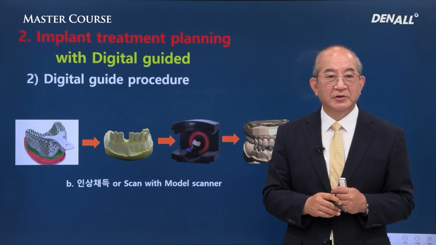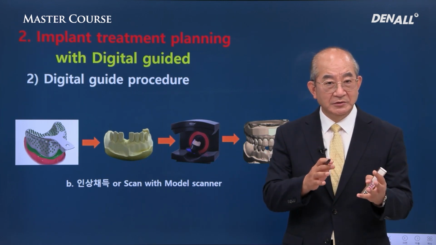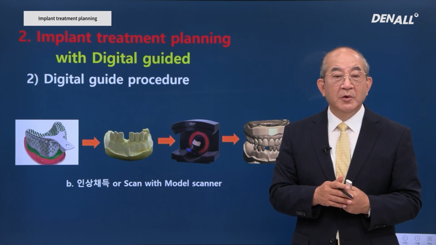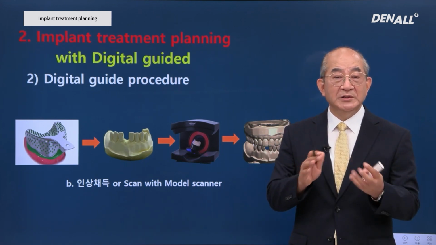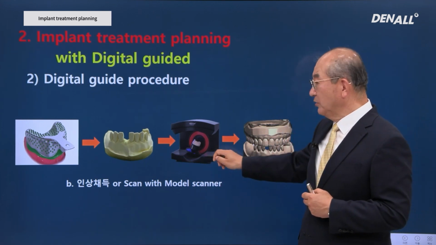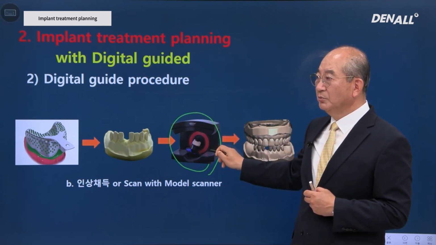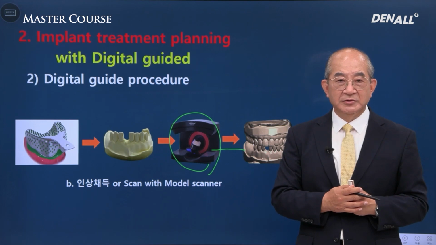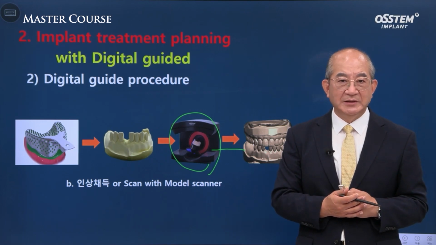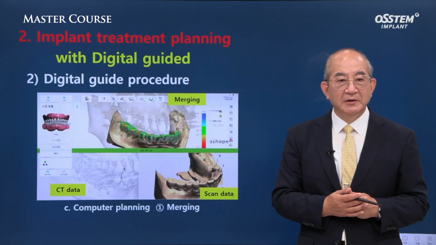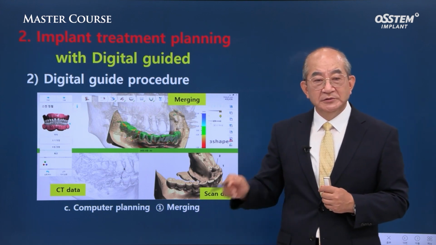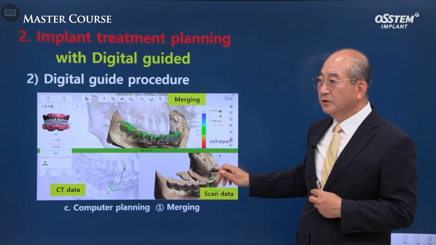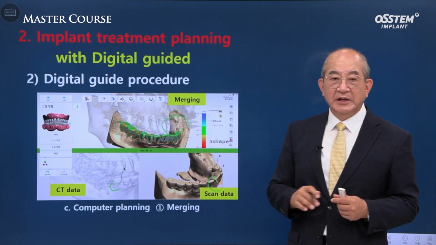There are some labs that work like Austin Research Center, but at Austin Research Center, they have this device called model scanner, and using this model scanner, surface data is extracted. In this way, surface data is gathered. This is how the CT data and scan data is merged and analyzed.